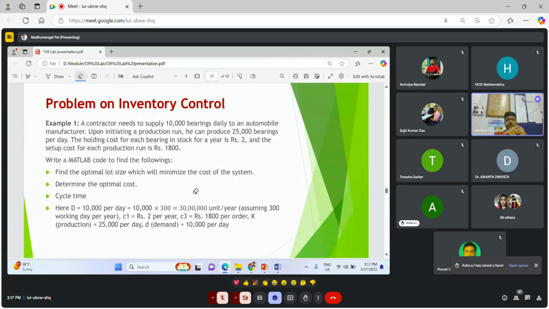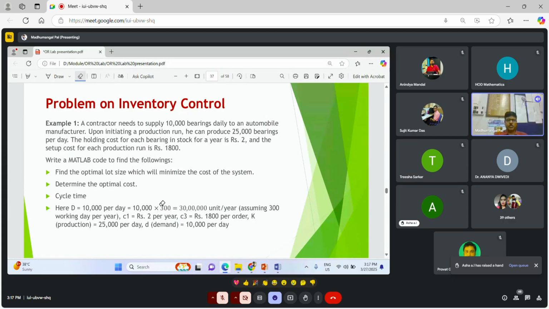So there are 52 weeks as holidays, and some other kinds of holidays, some festivals, are there. So it is assumed that in a year 65 days are holidays. That means your industry or your shop is closed, and 300 days are working days. So for this reason, we have multiplied 10,000 by 300.